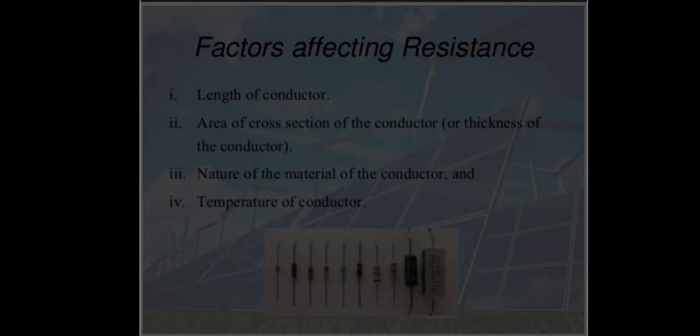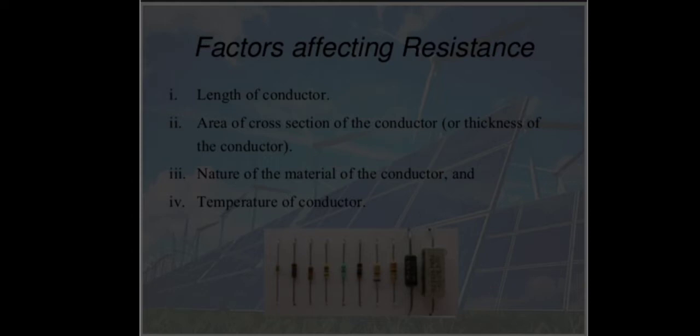So, length of conductor. If the cross section and materials of the conductor are the same, suppose you take one conductor, then the resistance of a conductor is directly proportional to the length of the conductor. It means if the length of the conductor is increased more, then the resistance of the conductor also increases more. So we can say R is proportional to L. Capital R is proportional to small l. Small l means length of the conductor, and capital R means resistance. Understood? First point understood?